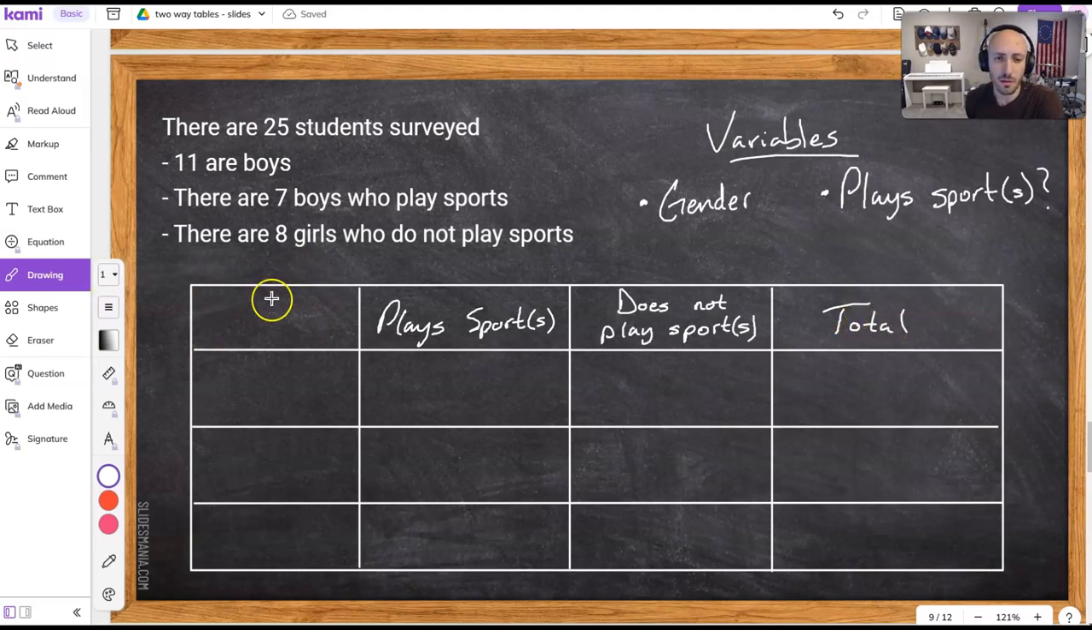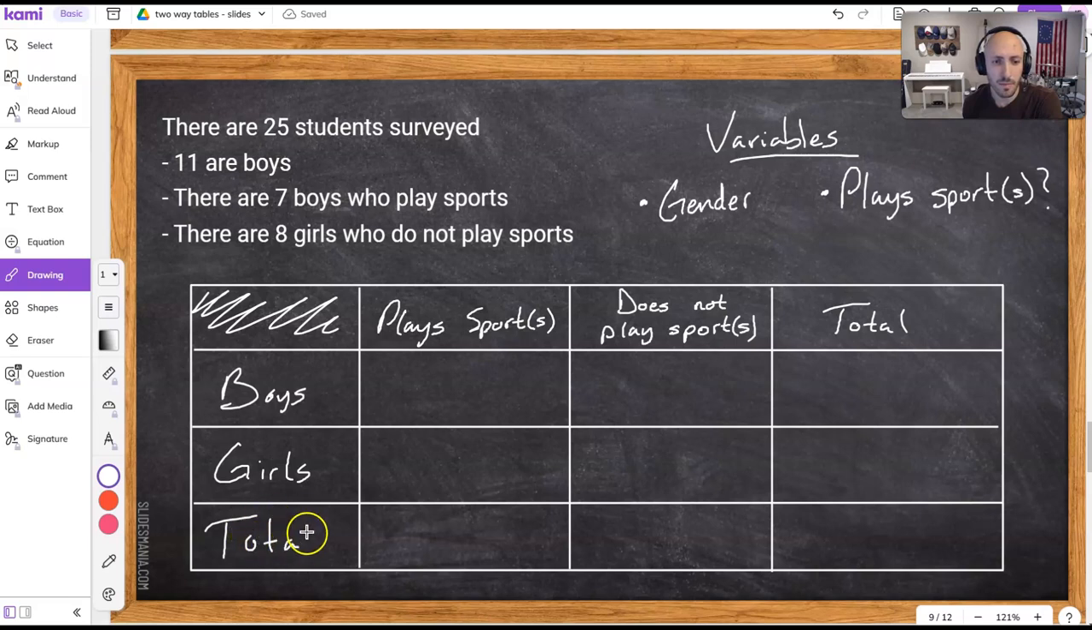This top left one is always blank, so you can just leave that. It doesn't matter. You don't need to put anything there. And then the left side column here is going to be the gender variable. So we've got boys and we've got girls here. And then down here will be the total. Last row, last column is always the total.